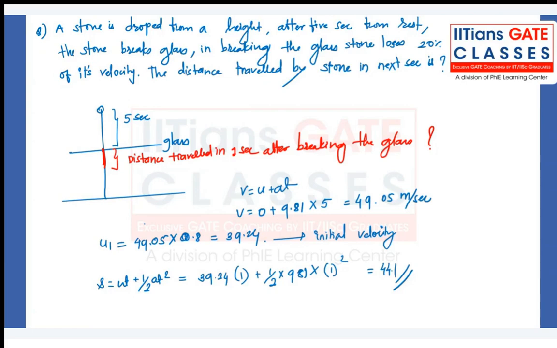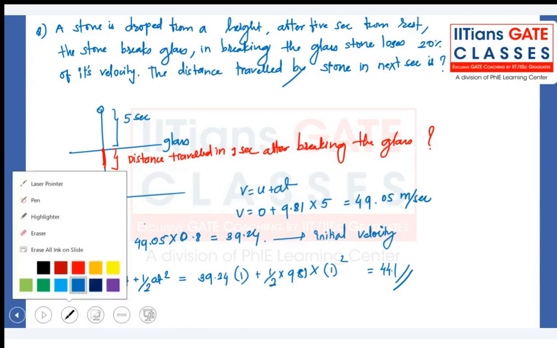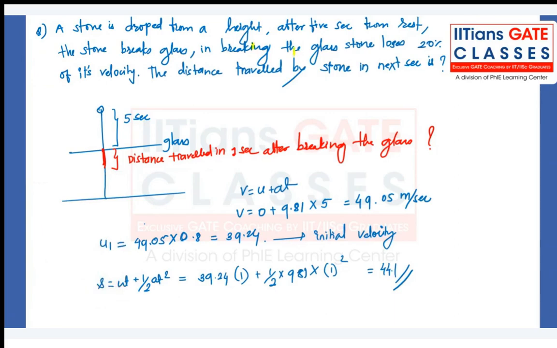What is 0.8? Okay, we got one question from Nima here. What is 0.8? See, what is the sentence here, Nima? In breaking the glass, stone loses 20% of its velocity. Okay, what was the velocity of the stone? Close to 50 meters per second, right? So what is 20% of 50? It is close to 10, right?